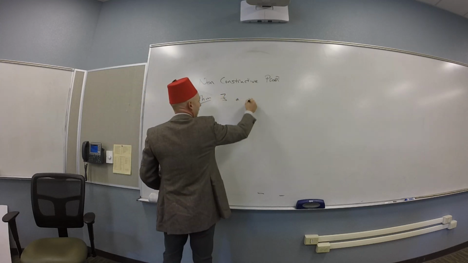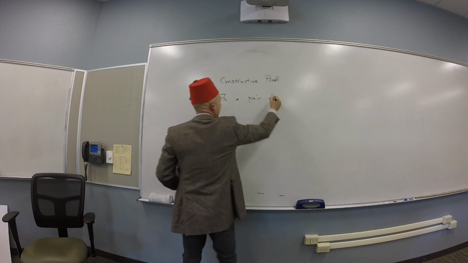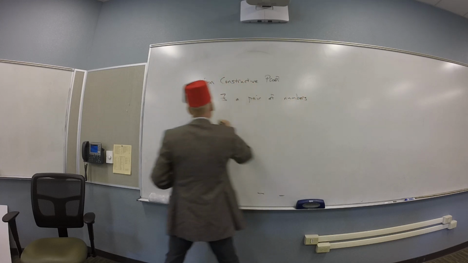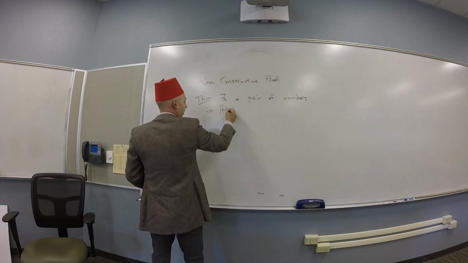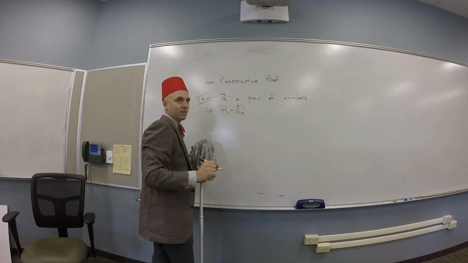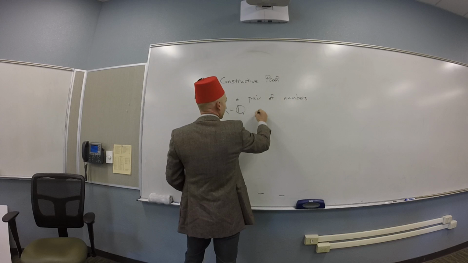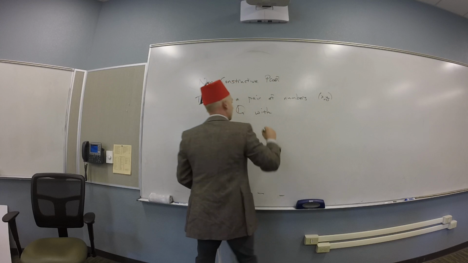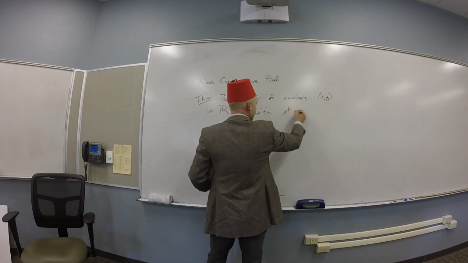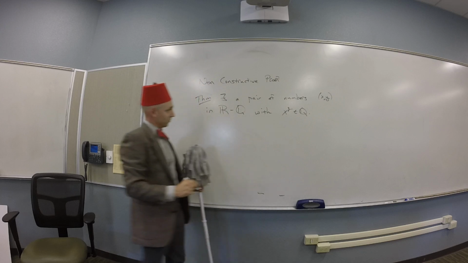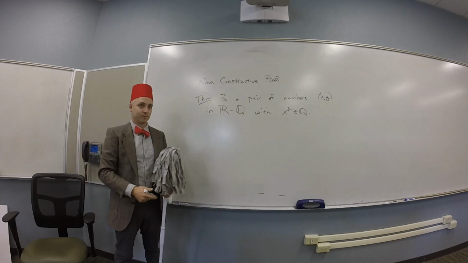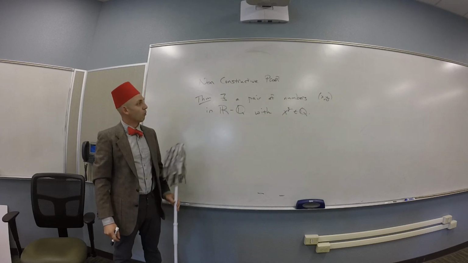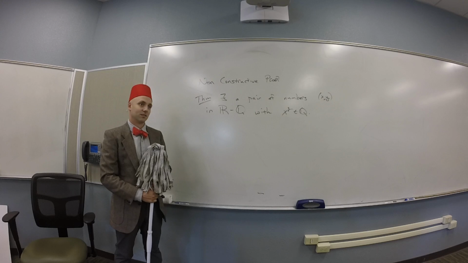There exists a pair of irrational numbers, so numbers in R less Q, and I'll call those numbers, say, x and y, with x to the y in Q. Do you understand what I mean by this? So, why is this interesting at all?